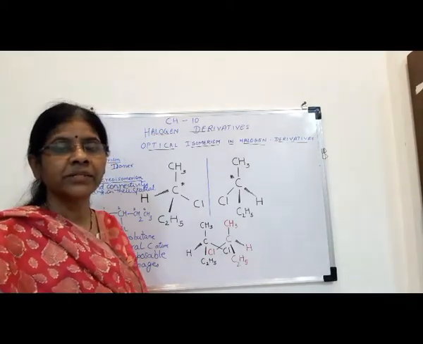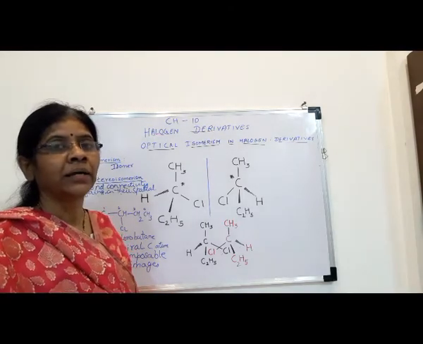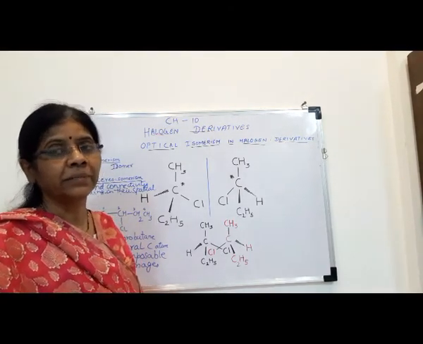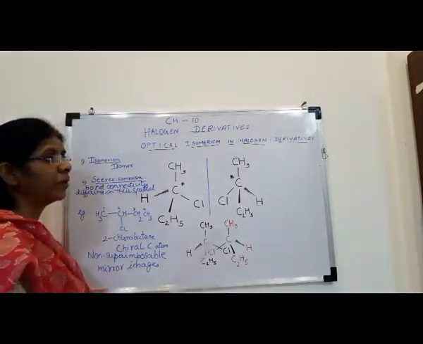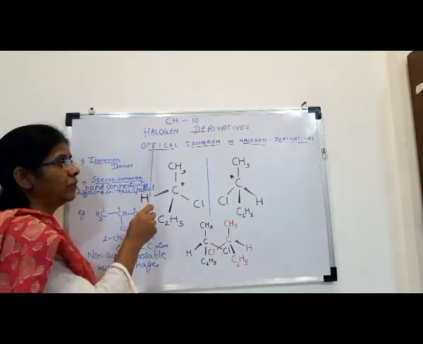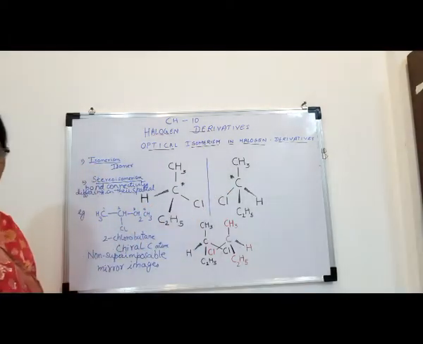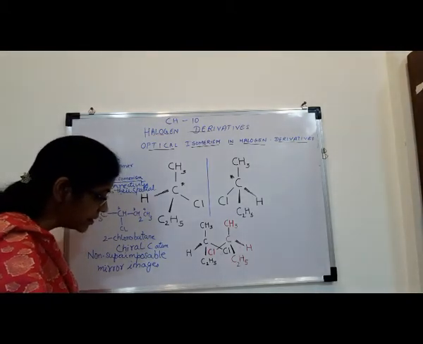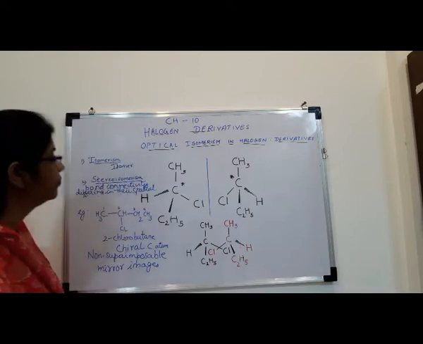Hello dear students, welcome back to part 4 of our teaching of our chapter Halogen Derivatives, chapter 10. Today we are going to see a very important concept of optical isomerism in halogen derivatives. This is on page number 216, subtopic 10.5.